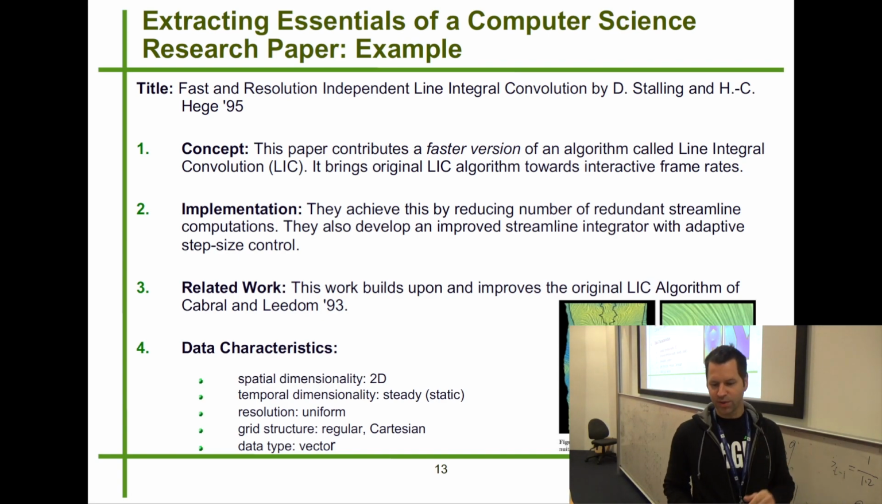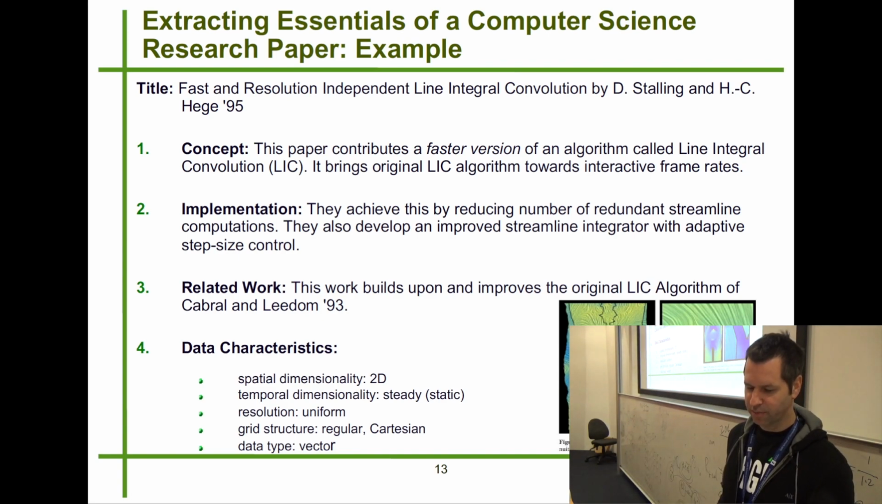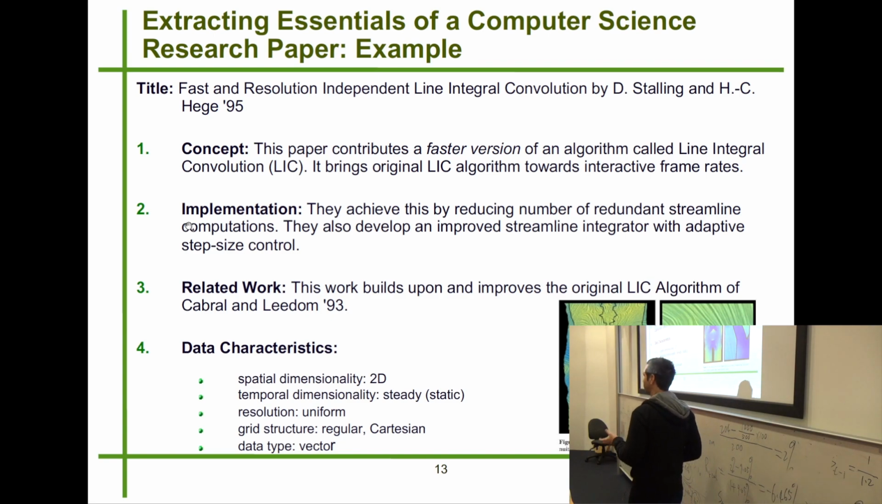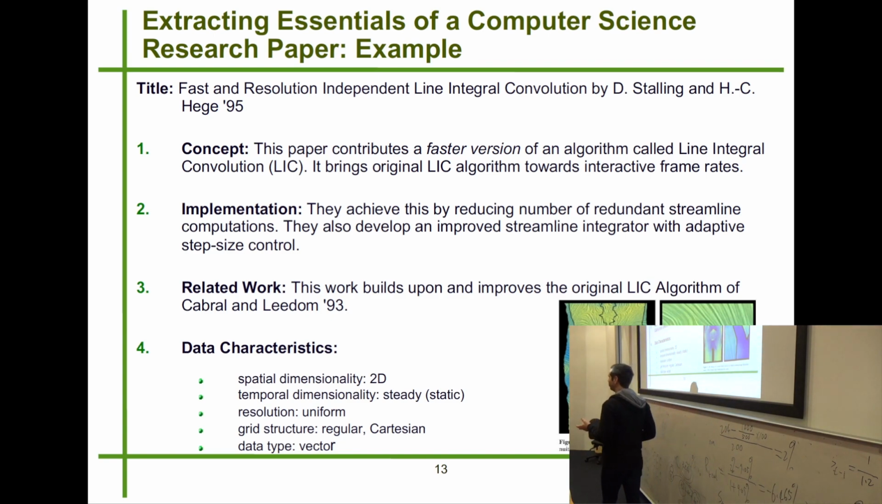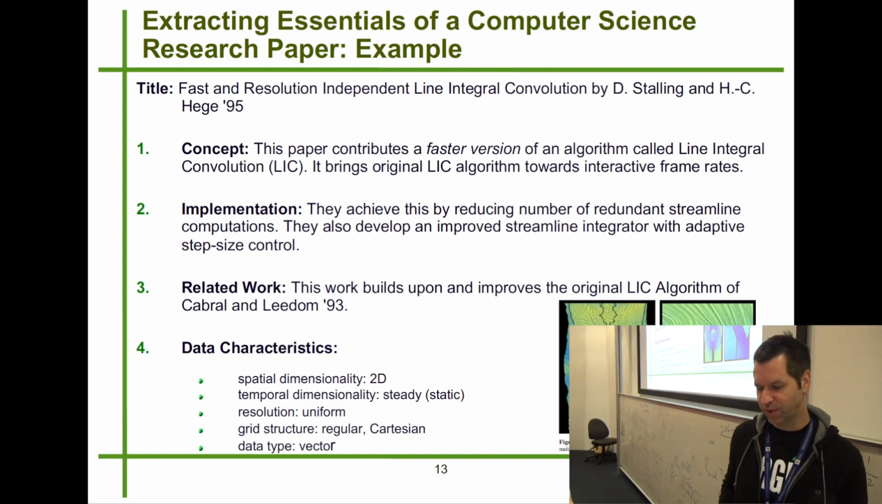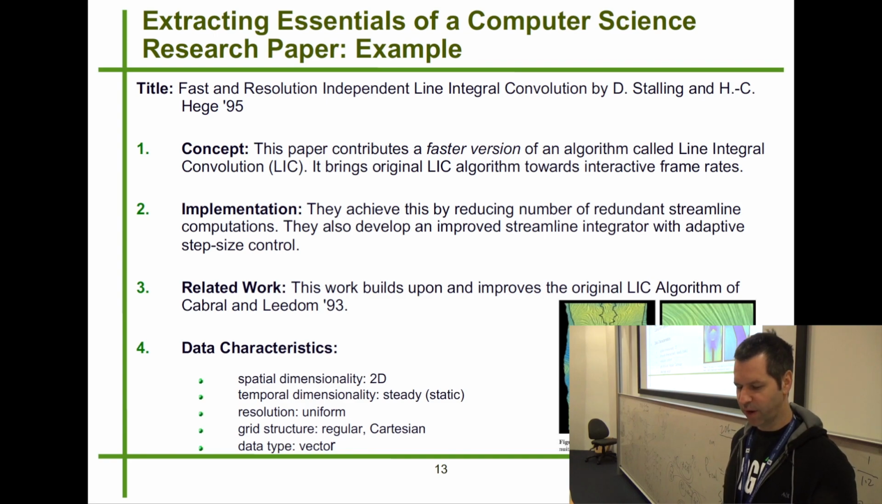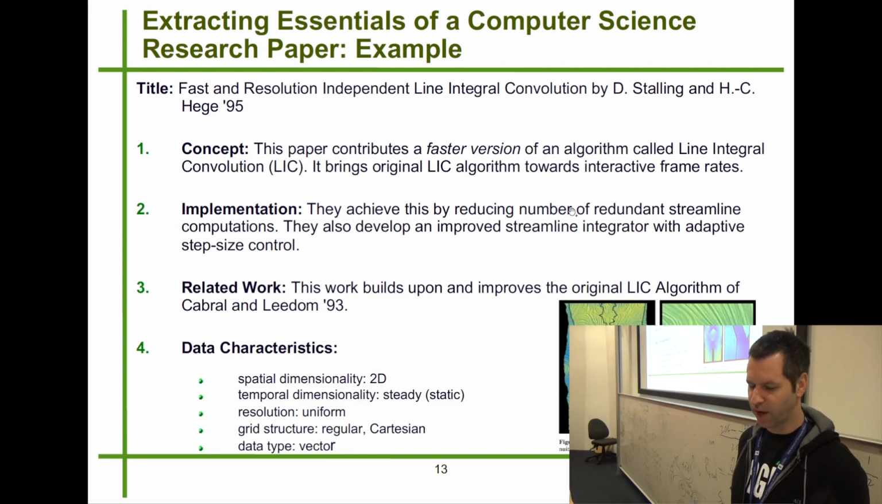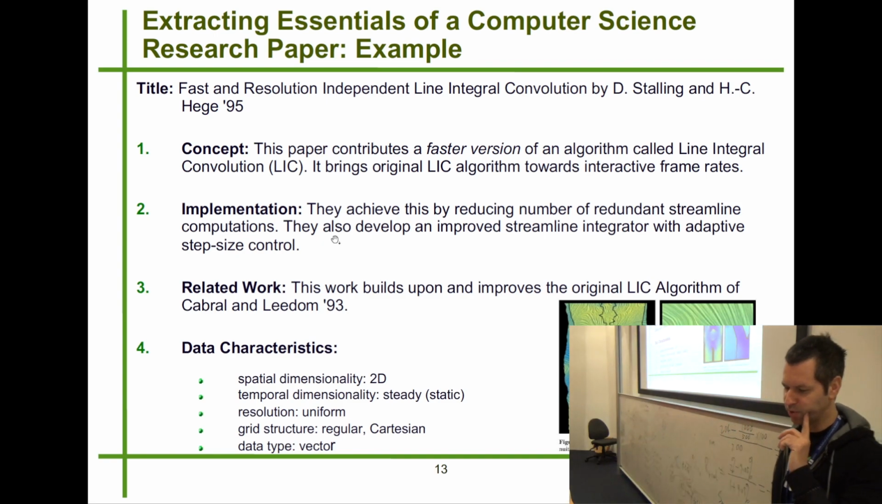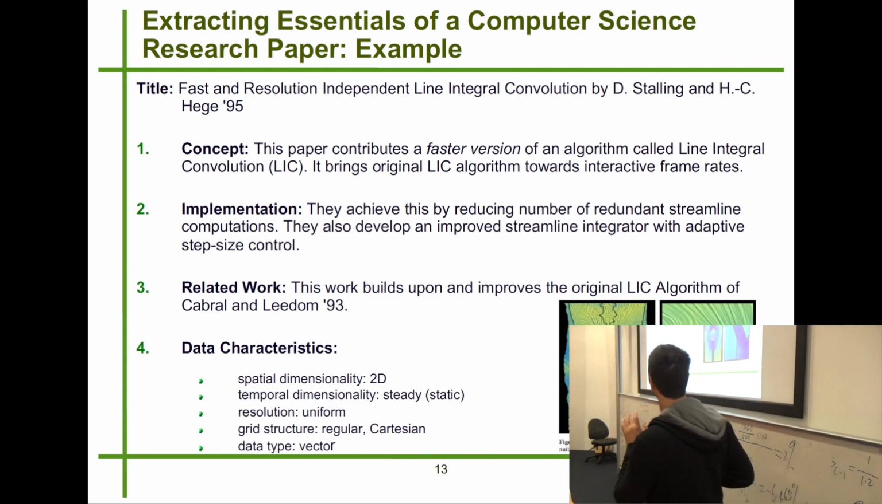But most of the paper talks about the implementation. If the paper's 10 pages long, probably 6 pages are just about the implementation. So I've summarized the implementation in one or 2 sentences. They achieve this by reducing the number of redundant streamline computations, and they develop an improved streamline integrator with adaptive step size control.